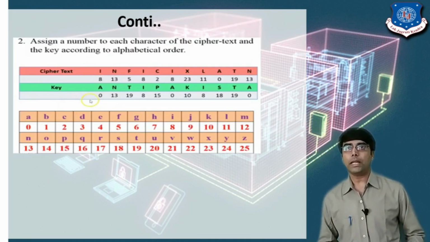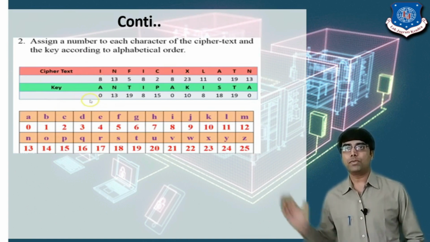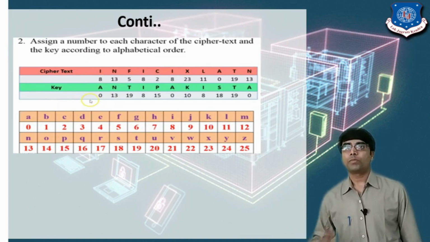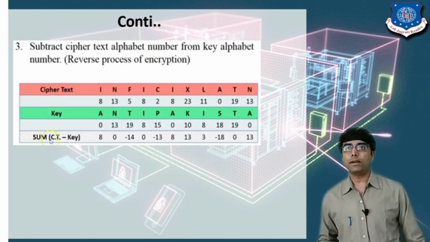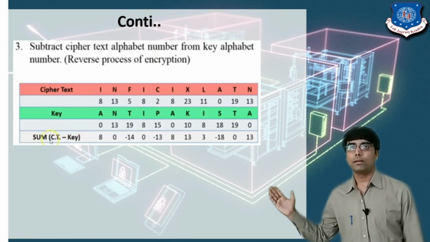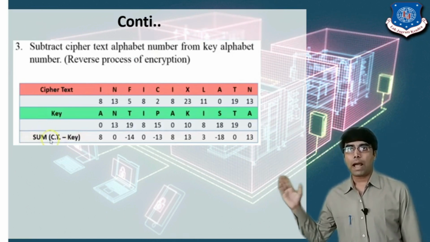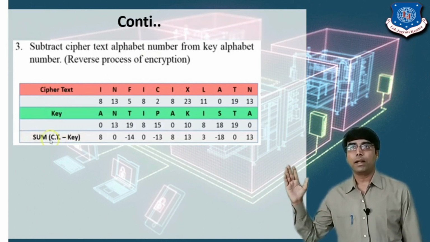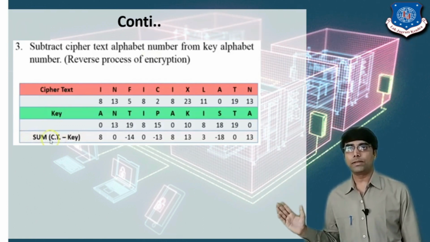Now we will do the reverse process. It means we will decrypt the data. Same as in encryption, in decryption we consider the ciphertext. The key is the same. Again, for each and every alphabet we have to assign the value. So now the numerical representation of the first letter is 8, and the next is 13.